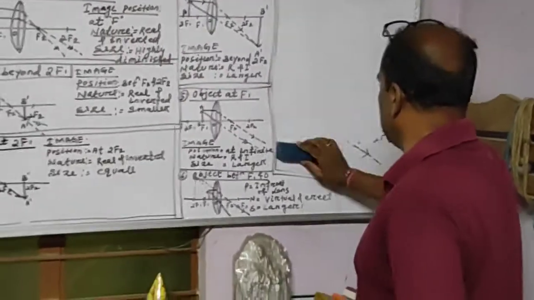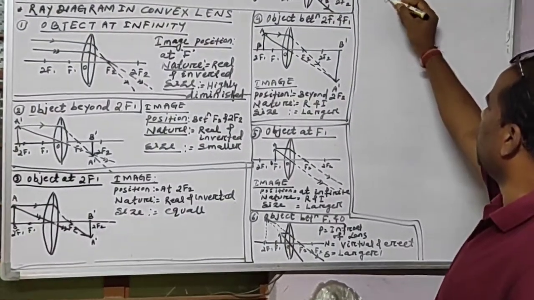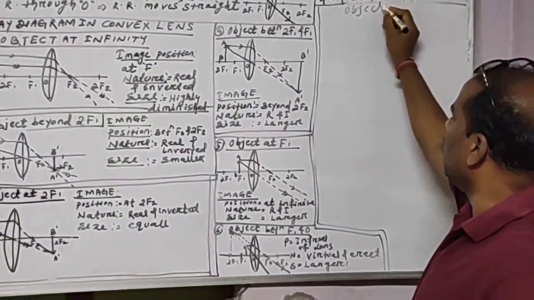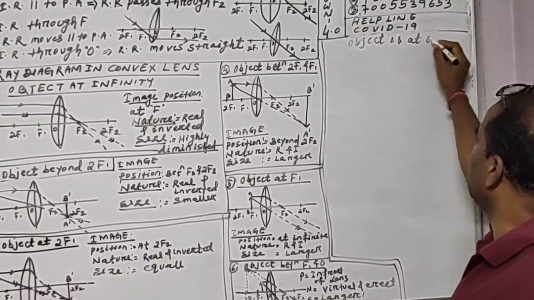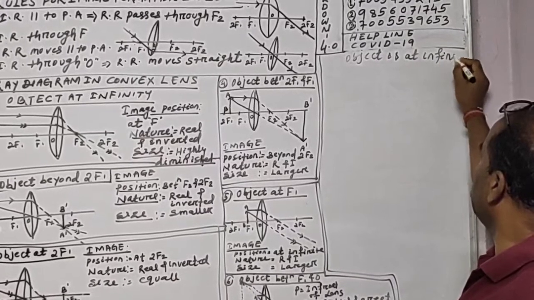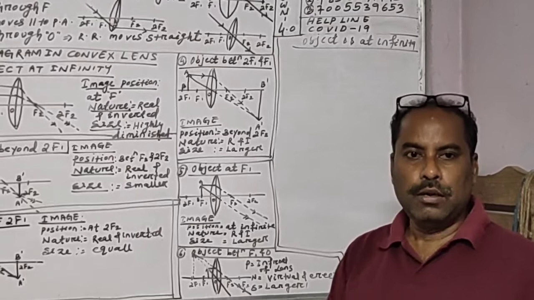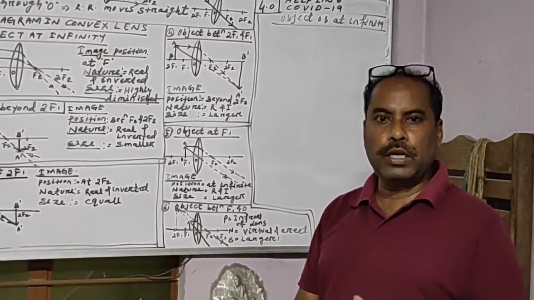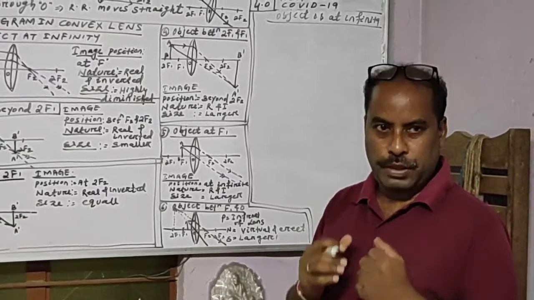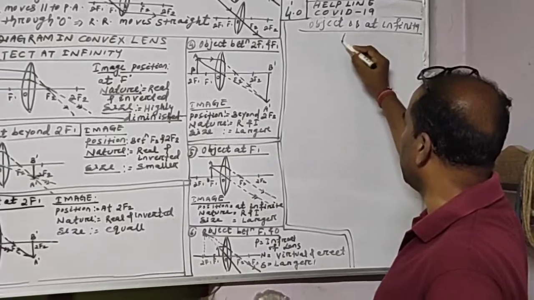We are going to the first position of the object. Where is the first position? Object is at infinity. That is a far away object like star, moon, heavenly body, or mountain, or far away building, tree, whatever may be the object. So in this case, first we have to take the lens.